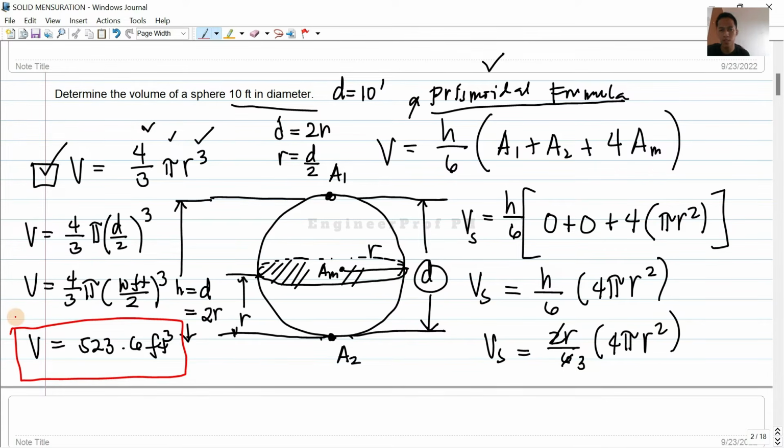So, ang importante kasi sa solid mensuration is you know the formula for a specific shape or specific solid or volume. So, ayan, pwede mong gamitin yung prismoidal formula to solve that. And you can also use the specific formula for that specific figure na sphere. Okay? So, ayan guys, madali lang naman siya as long as you know the formula. So, let's proceed sa ating next problem.